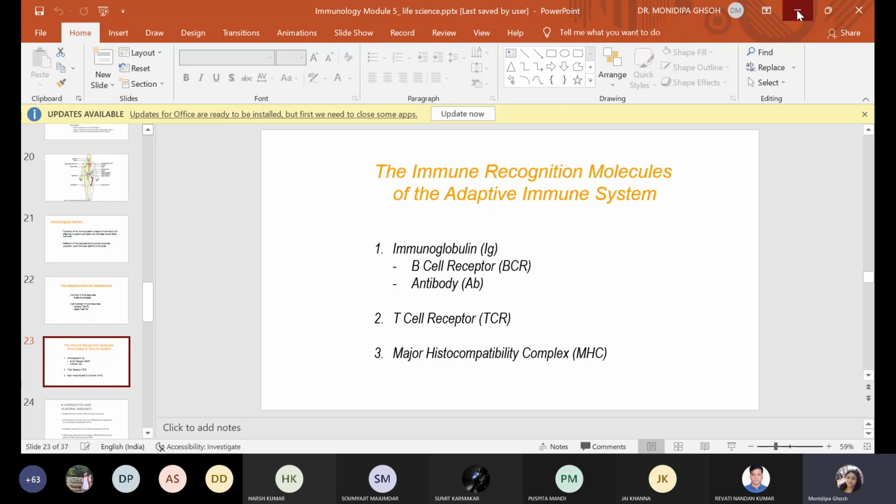T cell, I have three more minutes. So please have a look at the T cell interaction, B cell T cell interaction.